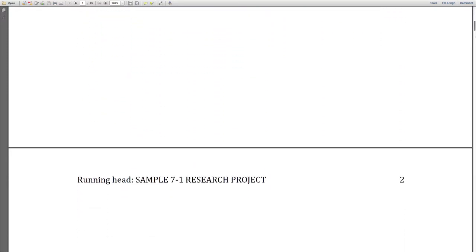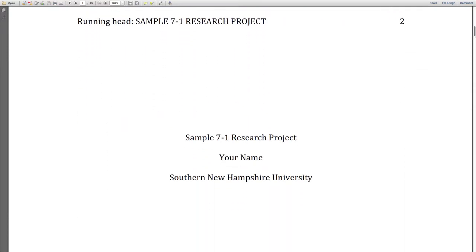Here is the title page. Some of you will want to add artwork and lines and colors. This is what APA calls for. The title of your paper, for me this one is Sample 7-1 Research Project. You're going to put your name there and Southern New Hampshire University. You note the running head at the top, lowercase here, colon, capital letters for the title of your paper, and the running page numbers, which of course this should be number 1, except my note page counted.